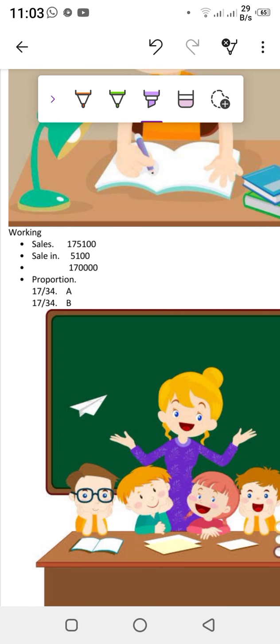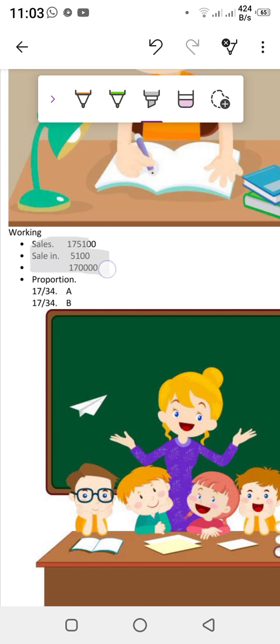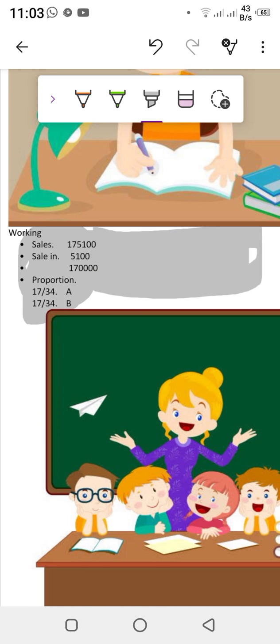You can see that sale proportion is created. We have taken sales and deducted sale return for department A and B, and after doing so we get proportion of 17/34 for department A and 17/34 for department B. This is a sale of one department, and you will have to calculate the net sale for department B.